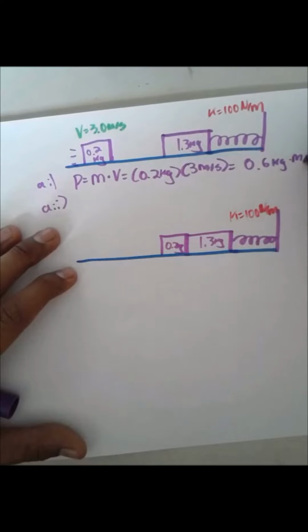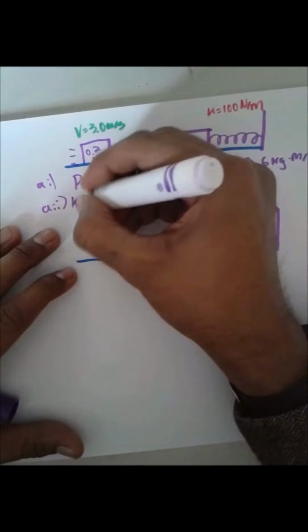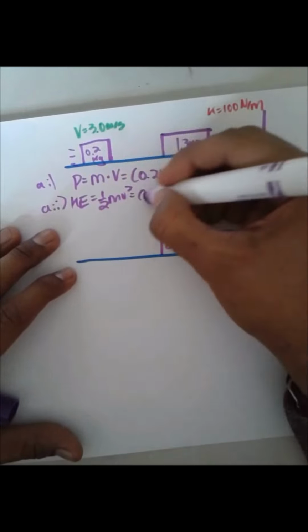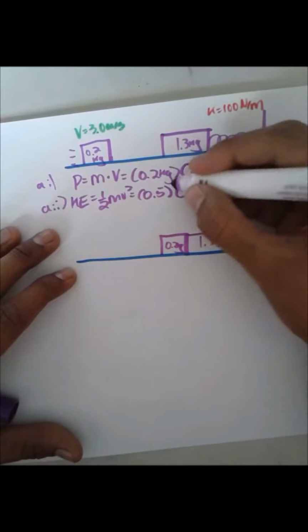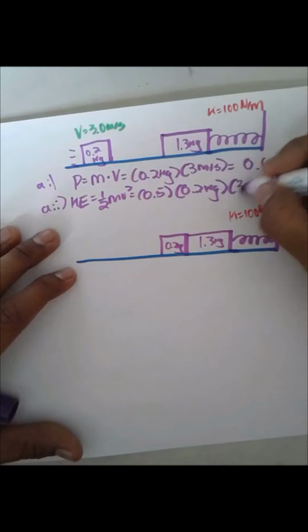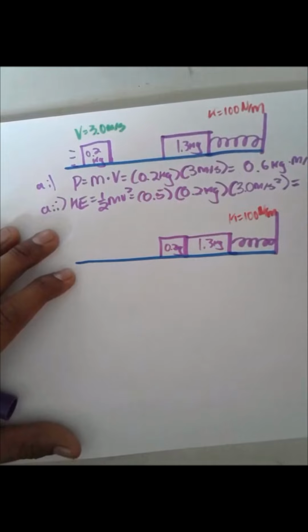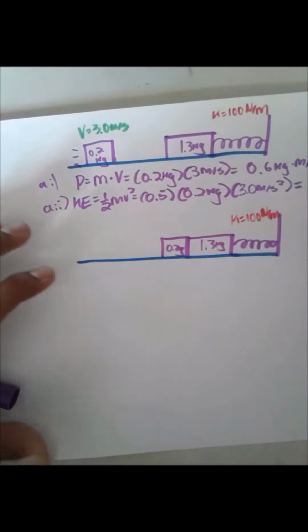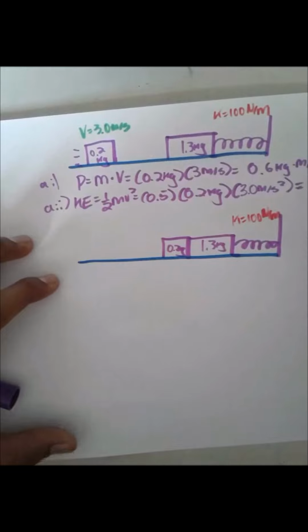kilogram meters per second. Now we need to find the kinetic energy, which is 1/2 mv squared, which is 0.5 times the mass, 0.2 kilograms, times v squared, 3.0 meters per second squared, is equal to, I believe, around 0.9 joules. Yeah, 9 times 0.1. Cool. 0.9 joules.